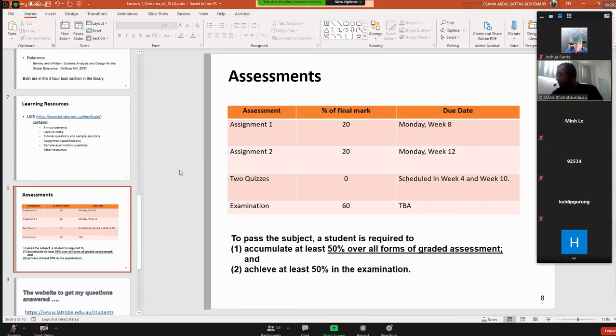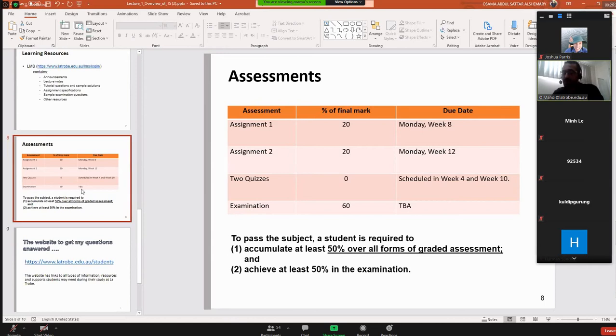To pass the subject, a student is required to accumulate at least 50% overall from the graded assignments, and then achieve at least 50% in the examination. Believe me, guys, it's not a big deal. It's not a big deal at all. Don't think the subject is too tough, or quite difficult, or complicated. Not at all, but at the same time it's not easy.